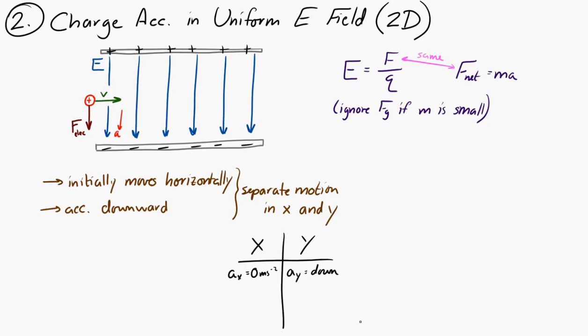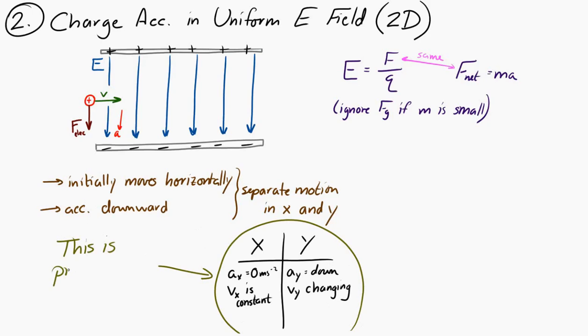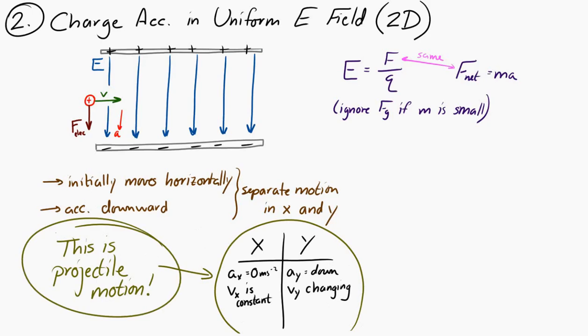So its velocity horizontally is going to be constant. It's not accelerating horizontally. It's only accelerating in the vertical direction. Well, hey, that's projectile motion. It's accelerating in the vertical direction, its velocity is constant in the horizontal direction, and it's going to have a parabolic trajectory.